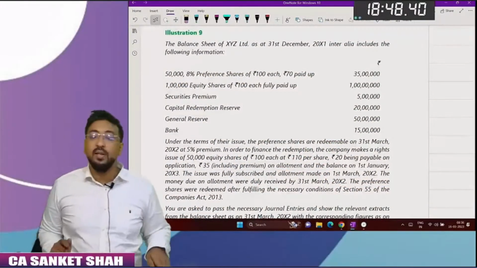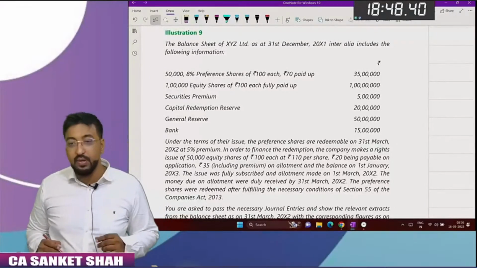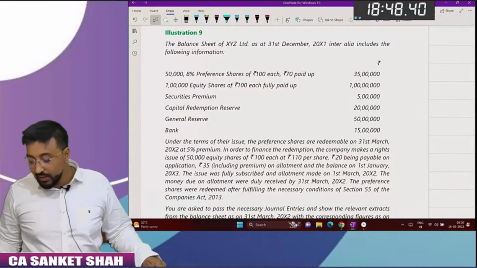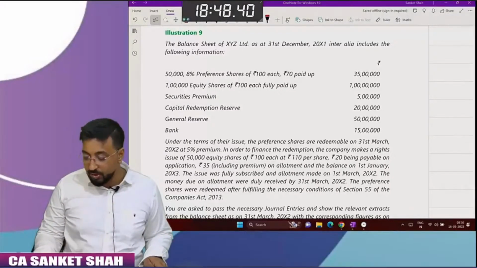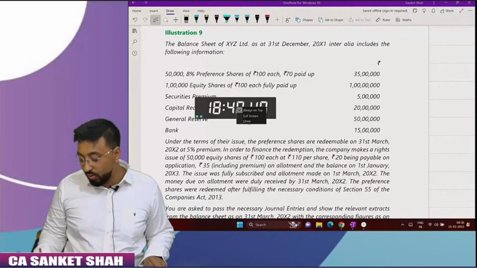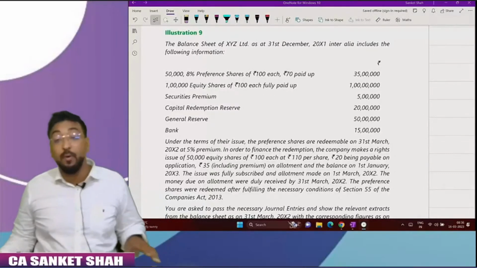Illustration number 9 पे आ जाइए. It's very simple illustration, but first you have to understand some important points about forfeiture. Direct entry students, you might feel that forfeiture concept is totally new, and better those who have already covered it in foundation with Sanket sir.